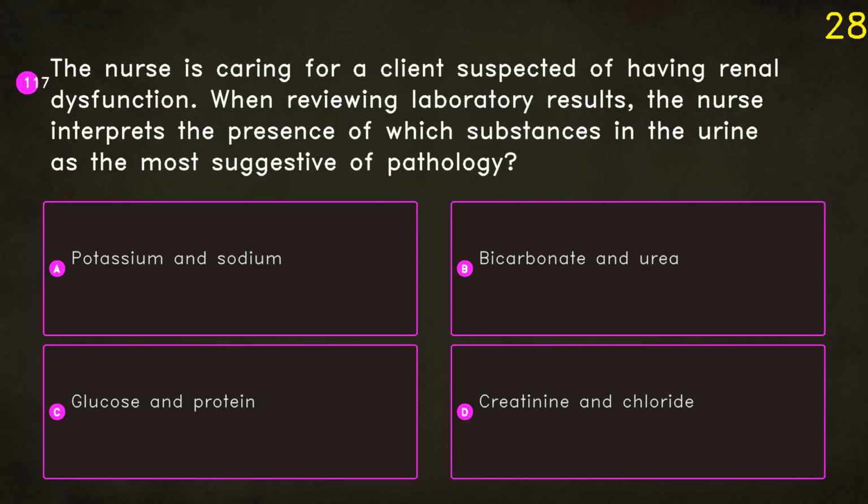Question 117. The nurse is caring for a client suspected of having renal dysfunction. When reviewing laboratory results, the nurse interprets the presence of which substances in the urine as most suggestive of pathology? A. Potassium and sodium, B. Bicarbonate and urea, C. Glucose and protein, D. Creatinine and chloride.